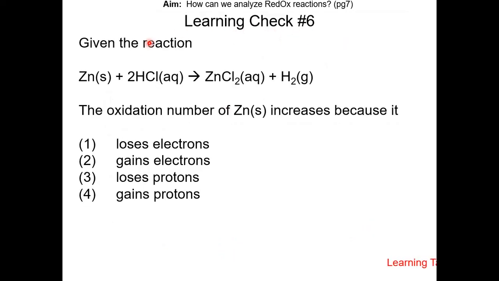Learning check number 6. Given the reaction, the oxidation number of zinc increases because it's what? Pause the video and resume when completed. If the oxidation number is increasing, it's becoming more positive. Therefore, it lost electrons. Answer is choice 1.